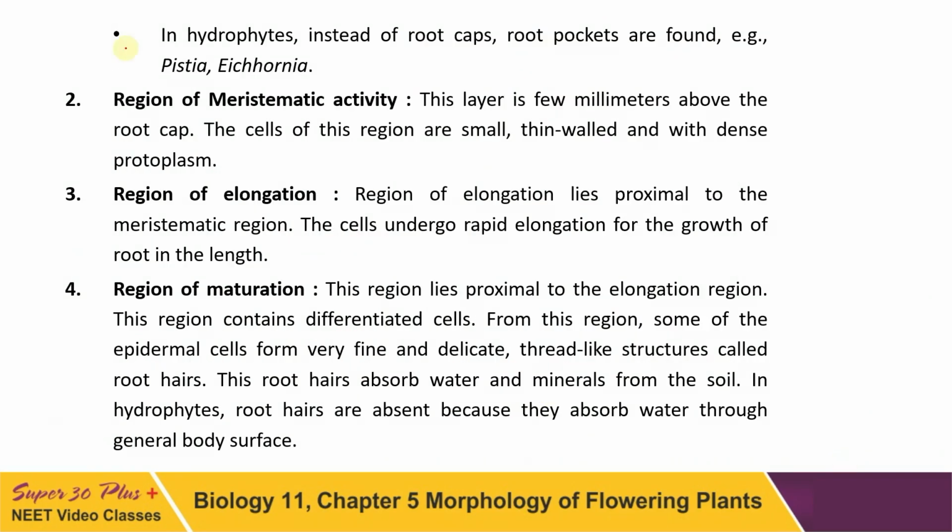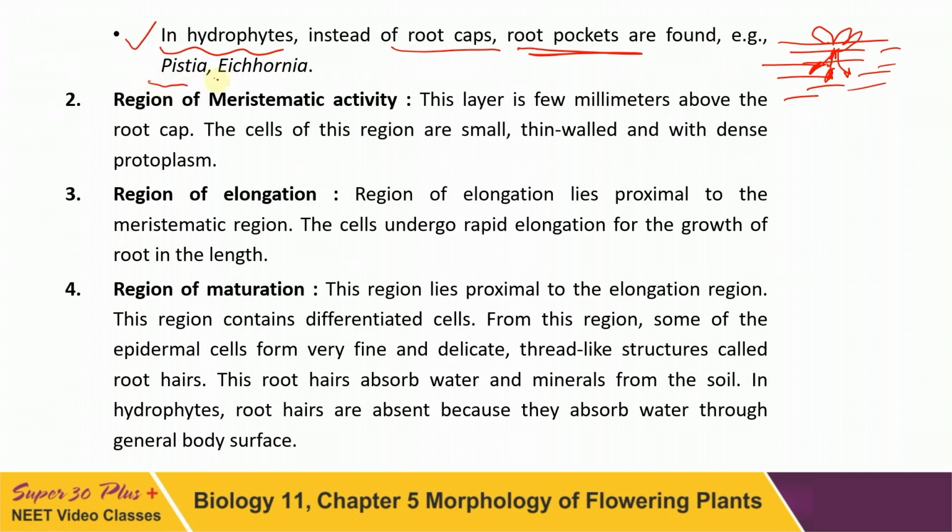Now, another important point related to the root cap: the plants which are found in water, the root can grow easily. There is no problem of protection. That's why in hydrophytes, the plants found in water, root caps are absent, because this is not at all required, and in some plants it is replaced by root pockets. In these aquatic plants the roots have a root pocket-like structure, and root pockets help in floating of the plant. Examples are Pistia and Eichhornia.